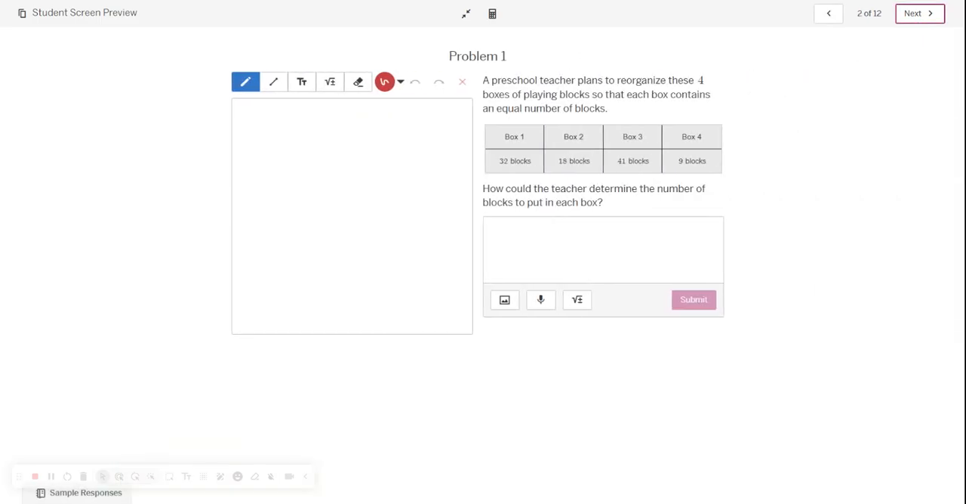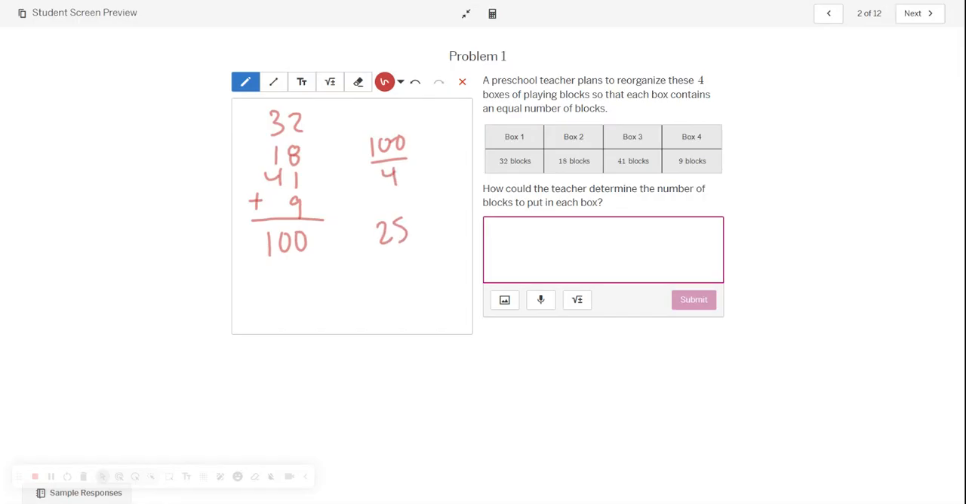You've got 32, 18, 41, and 9. If I add all of that up, I get 100. Normally I would have put them in order, but there's only four of them. And then I divide by four. So 100 divided by four, I can do that one in my head, is 25.